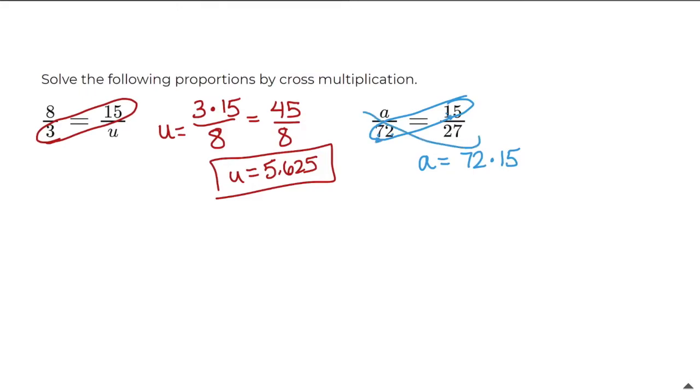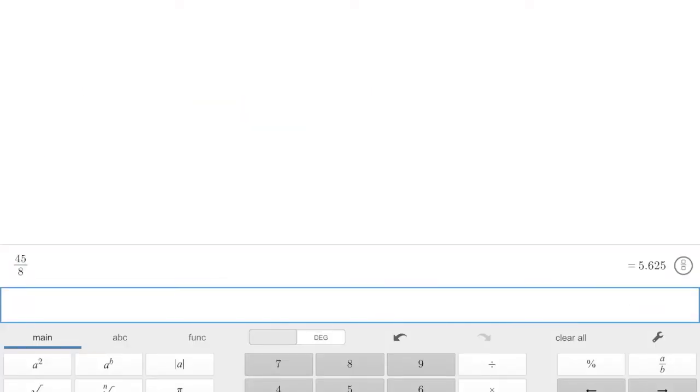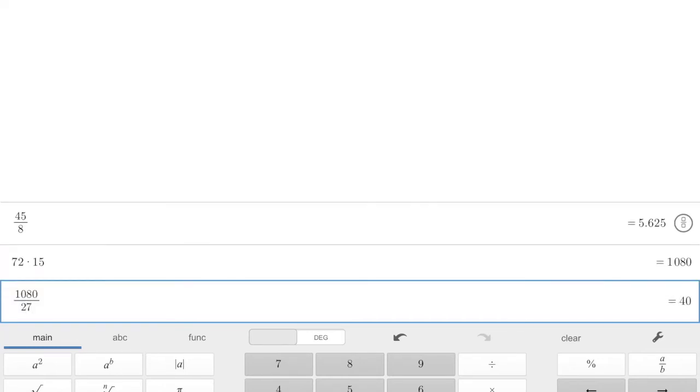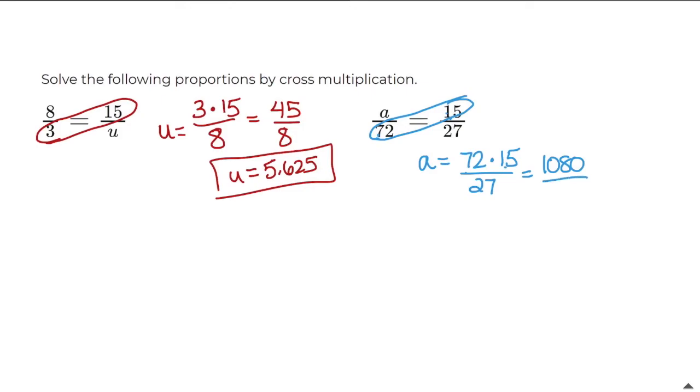to cross multiply. A times 27, I don't know what A is, so I can't cross multiply there. And then I would divide that by 27. So 72 times 15 is equal to 1080, and then I would divide that by 27, and I end up getting 40. So A here would be equal to 40.